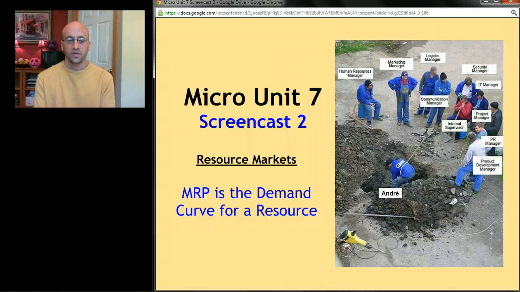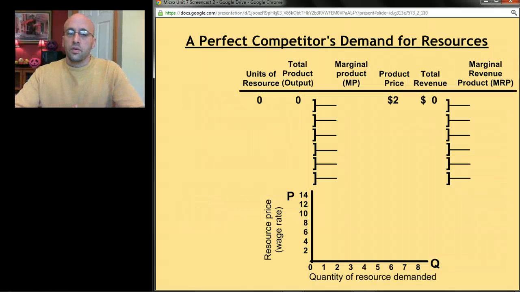Okay, Screencast 2, MRP is the demand curve for a resource. Here we go. So we're going to look at MRP again, and we went over that in the last screencast. And we're going to look at it in two different contexts. In the first context, we're going to look at what MRP looks like for a firm that's perfectly competitive.